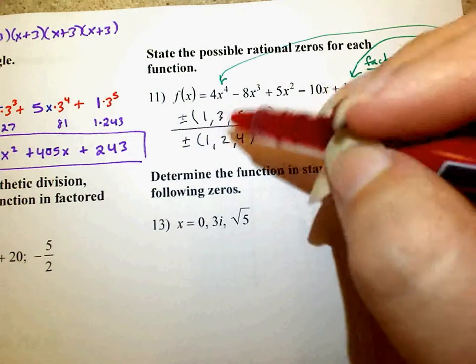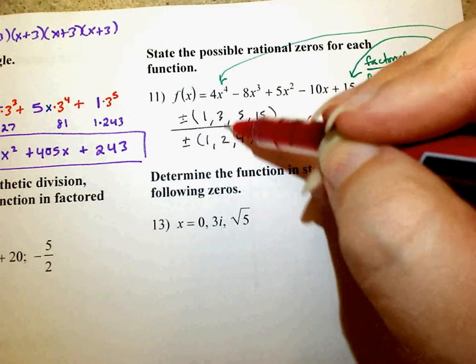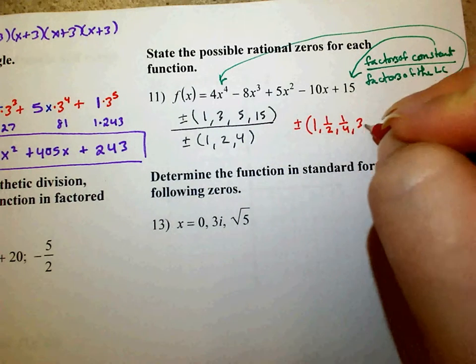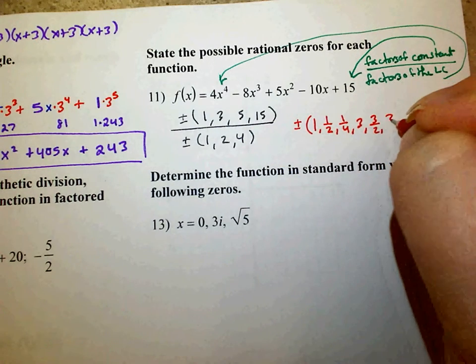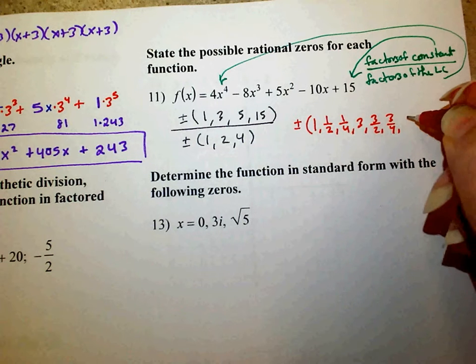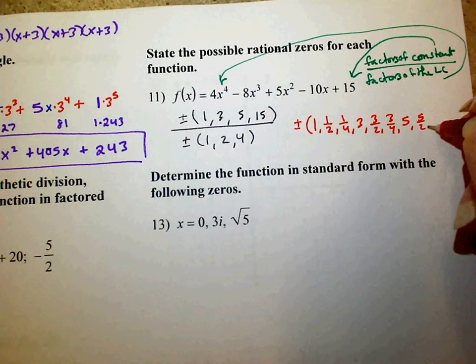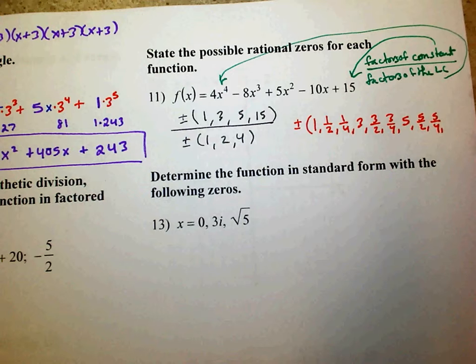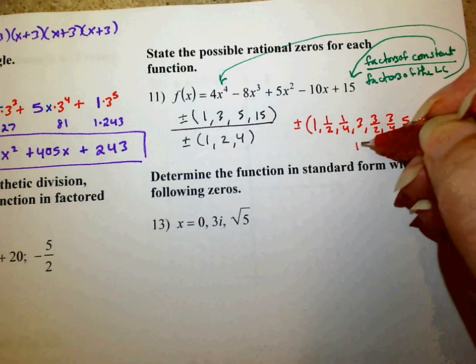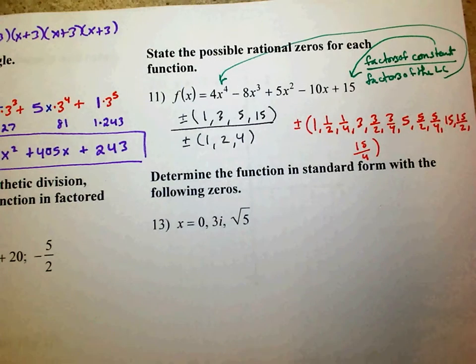3 divided by 1 is 3, 3 halves, 3 fourths. Same with 5. 5, 5 halves, 5 fourths. Same with 15. 15, 15 halves, and 15 fourths. And then I'm done. Okay? So it's just stating your possible rational zeros.